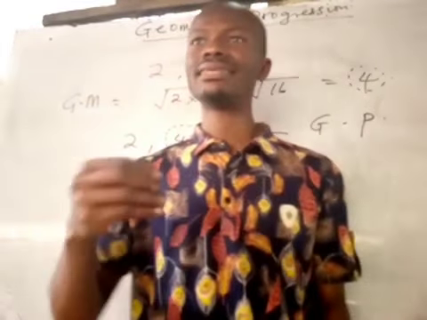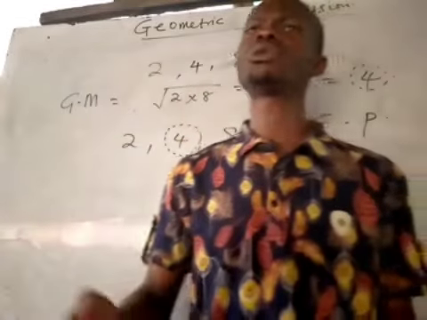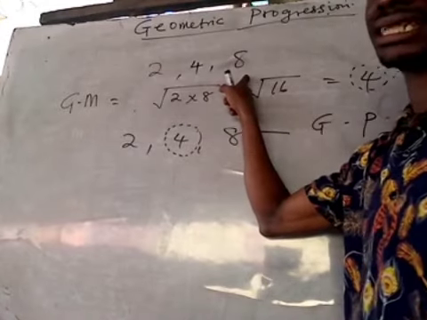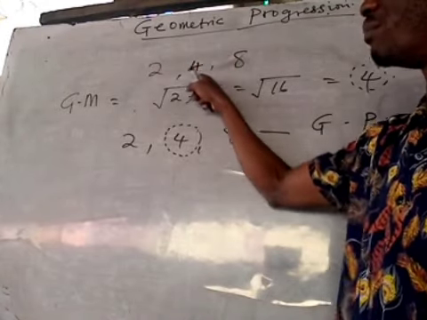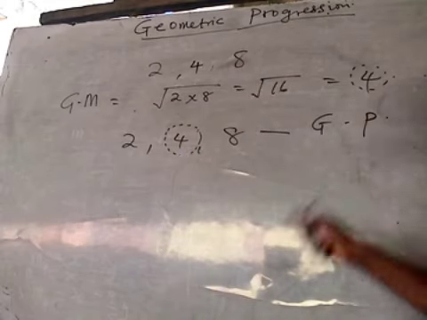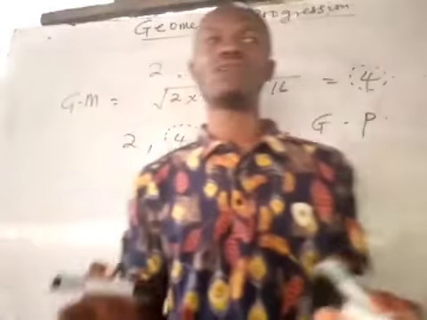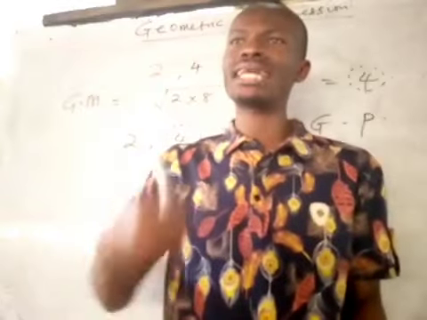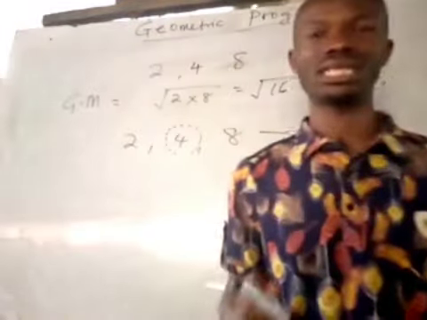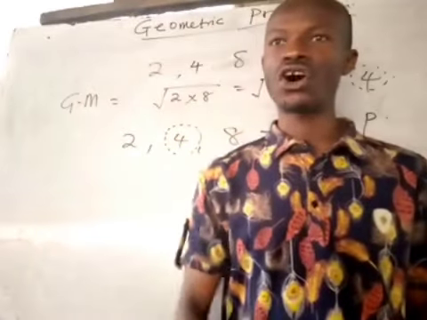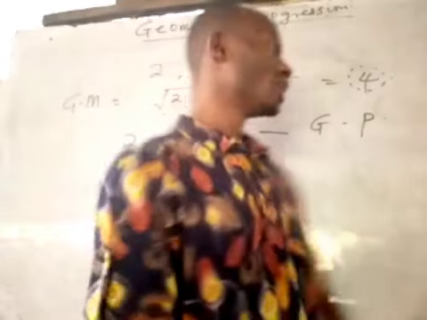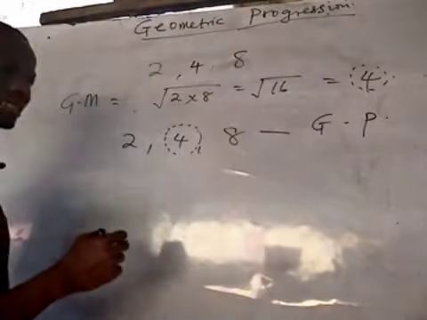Now the next question we ask ourselves is: if you are given two numbers, is it possible to insert more than one geometric mean in between these numbers so as to form a sequence in geometric progression? What we have just done is that we were given two numbers, 2 and 8, and we were able to insert one geometric mean in between them. The answer is yes.